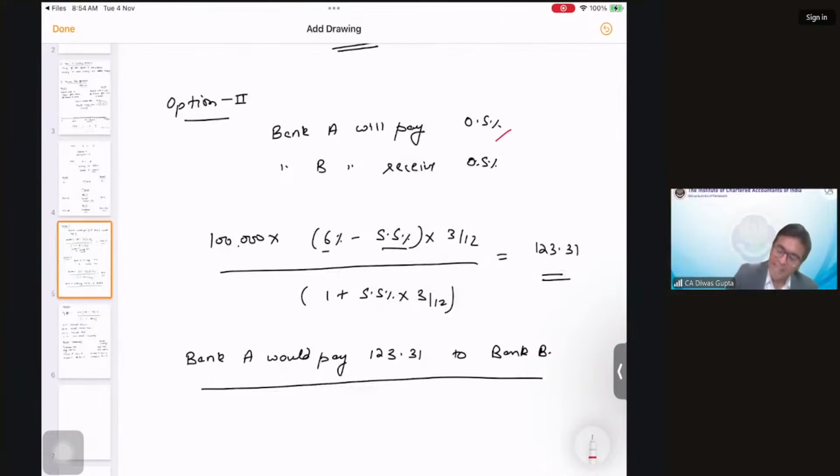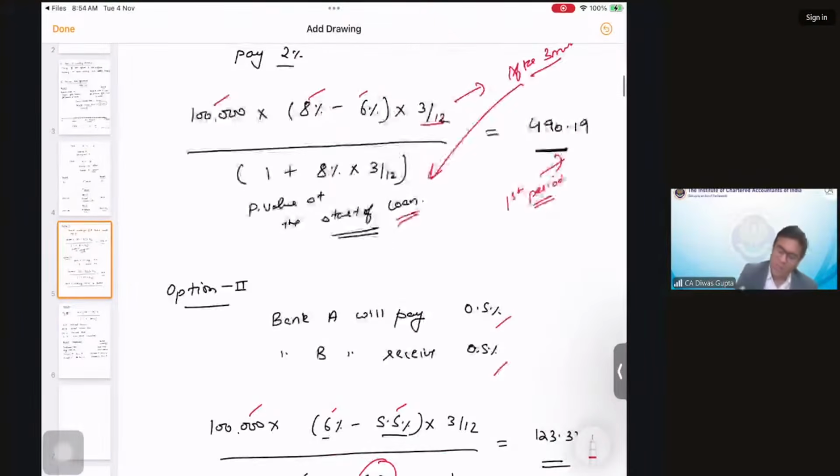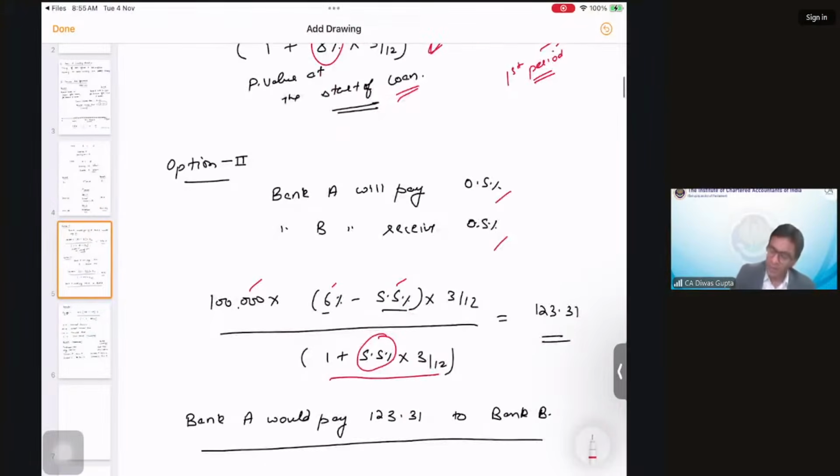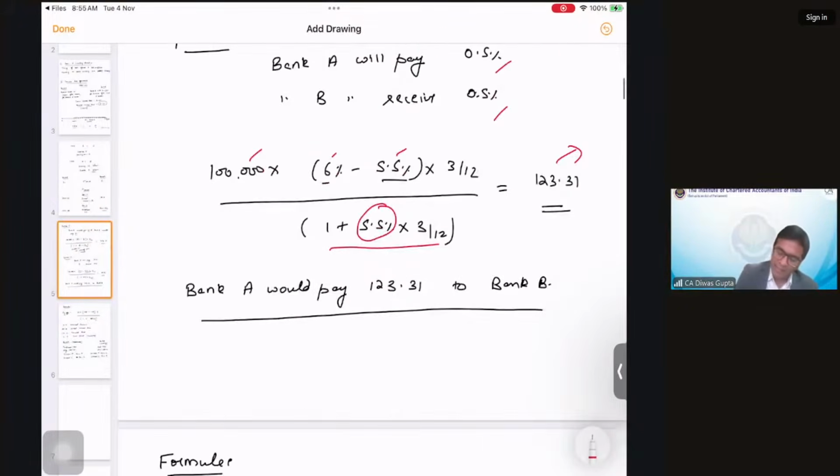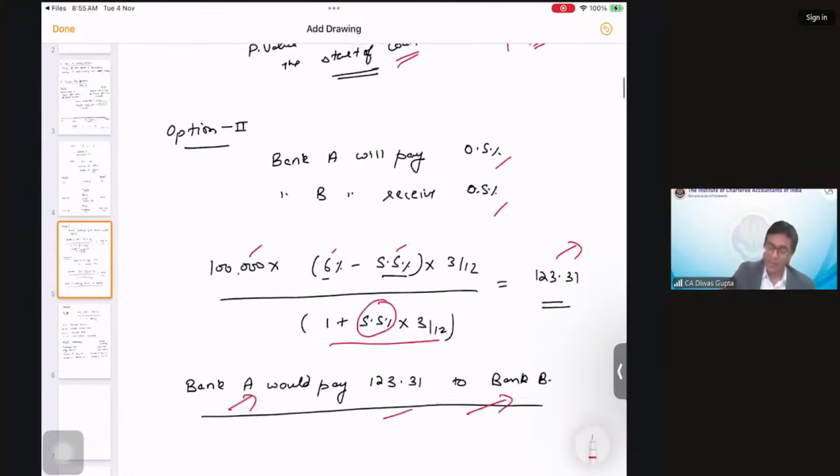Option 2, Bank A will pay only 0.5 and Bank B will receive 0.5, which is the 5.5% case. So in this case, on 1 lakh, 6 minus 5.5, again the present value of that. Please do remember, students, present value will always happen at the actual rate, not at the agreed rate. So this 123.31, Bank A would pay to Bank B because it's a loss for Bank A. In the second situation, it was a loss for Bank A of 0.5.